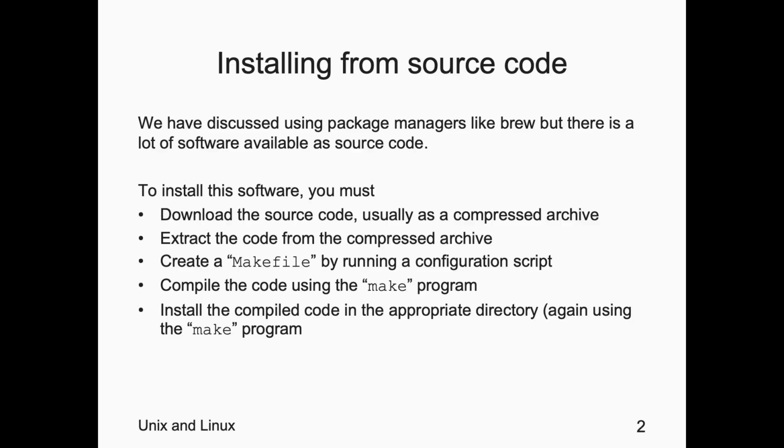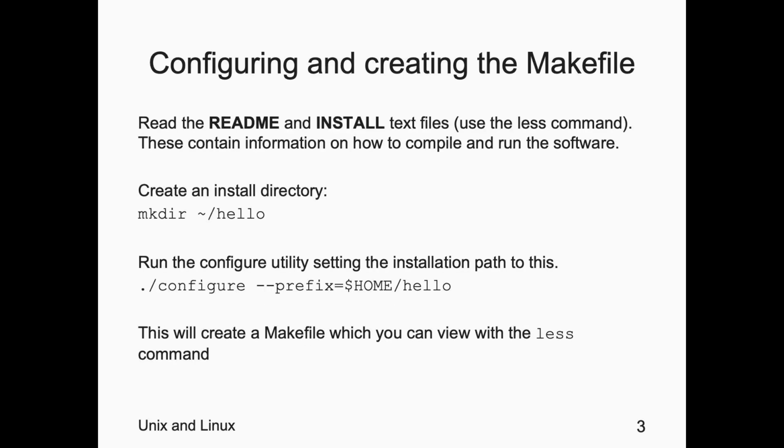Then you're going to want to create a makefile by running a configuration script, and this sets up build instructions for your specific system. Fourth, you'll want to compile the code using the make program, and this turns source code into executable programs. And then finally, you will install the compiled code in the correct directory using make install. For example, if we want to install the Hello World program, we can create a directory where we install the program using the mkdir command that we know.